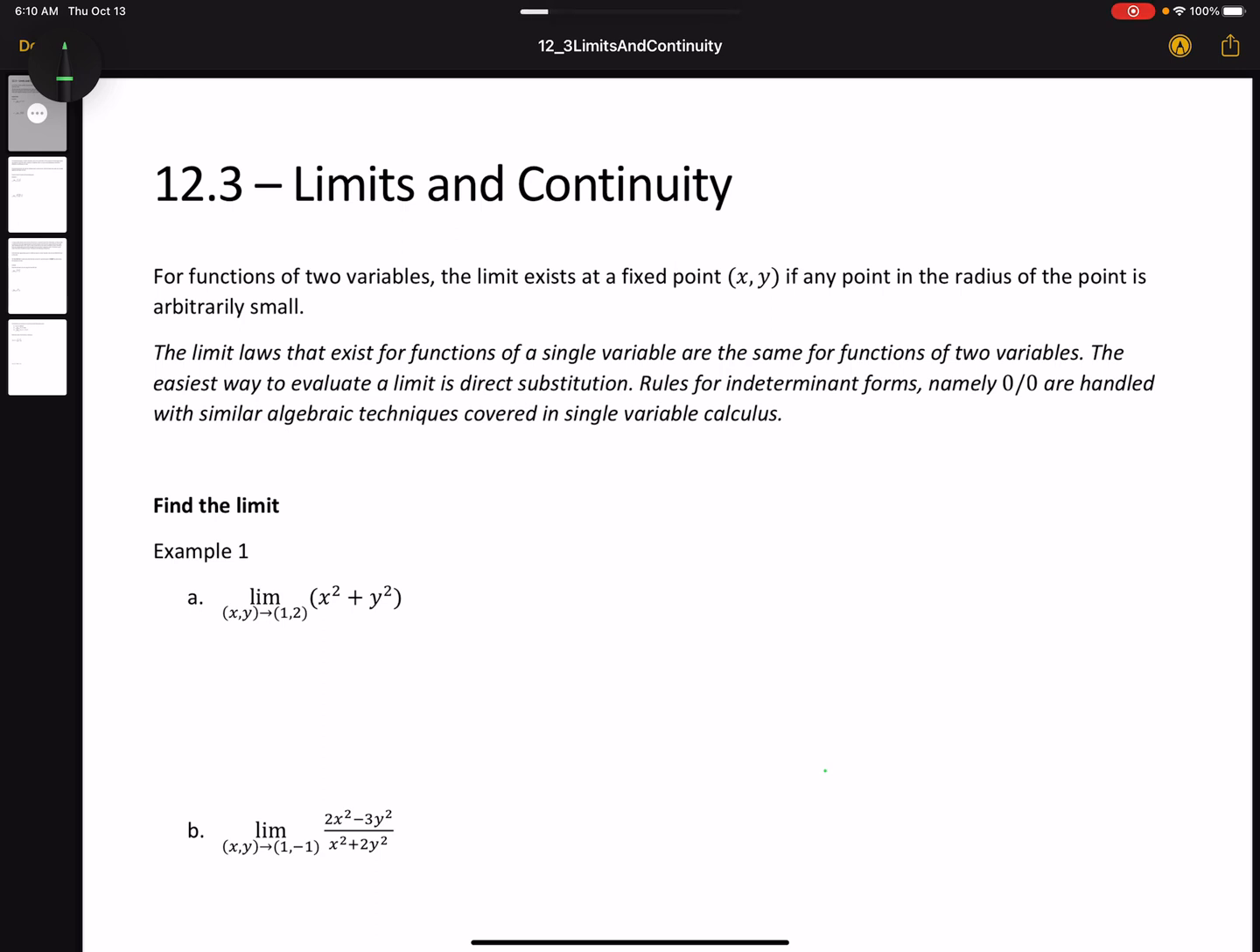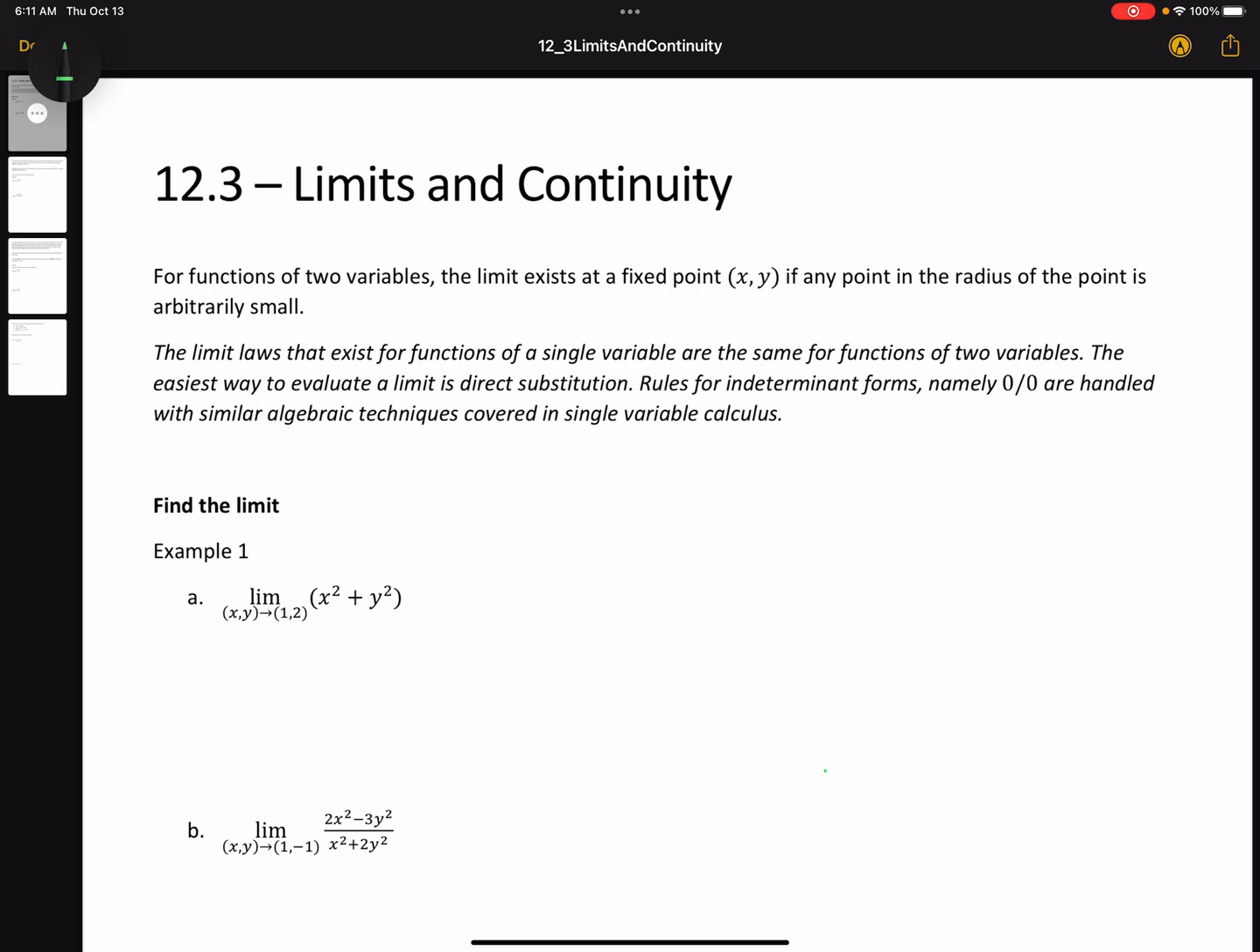All right, so for a function, for the limit to exist at a point, it's going to be kind of like what we did in Cal 1. The easiest way to do this is to directly substitute the point into the function, and if we run into that indeterminate form of 0 over 0, we have other things to worry about. We're also going to talk about continuity.